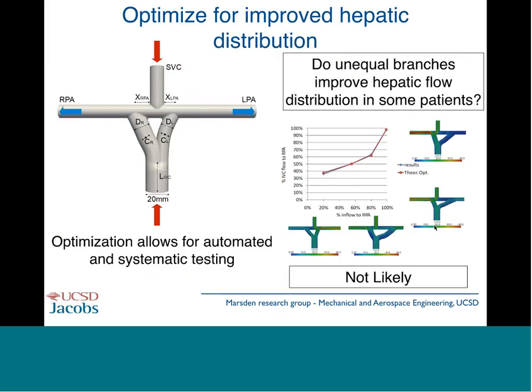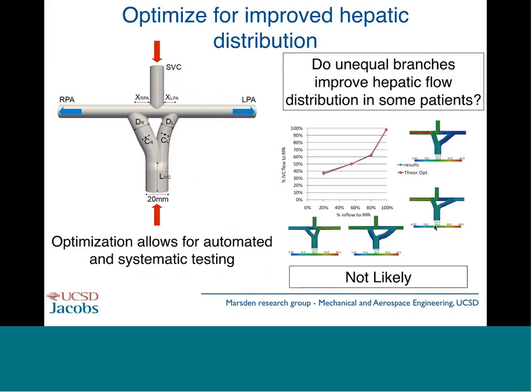We also did design optimization on the Y-graft. We were able to hook up our Navier-Stokes solver to an optimization algorithm and then perform automated design. These are tools that I think are really going to be useful in propelling simulation-based design into real clinical applications. And this was done in an attempt to answer our question that I mentioned before about whether unequal branches could improve hepatic flow distribution in some patients.